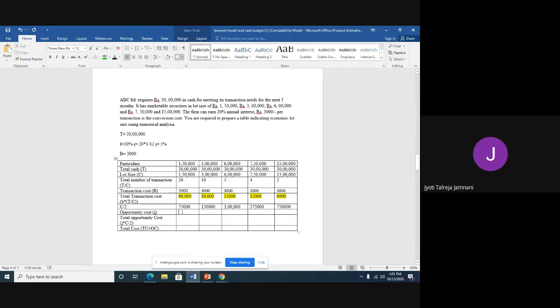Now opportunity cost, we are taking it as 5%, not 20%. I'm repeating it again because the requirement is for only 3 months. So we converted the 20% rate into 3 by 12. We got it as 5%. Here we take the decimal. So 5 divided by 100, 0.05 is the rate that we're going to take in all the columns.